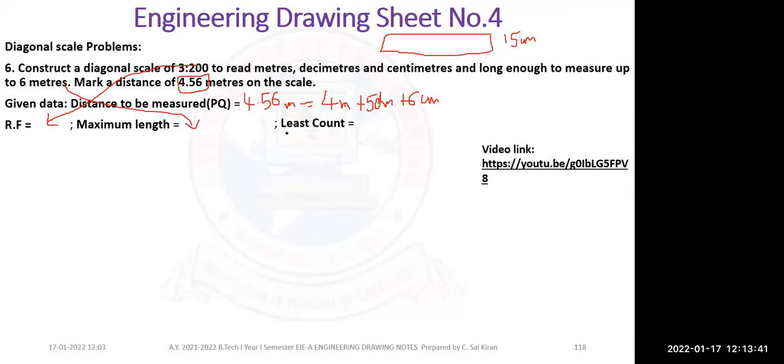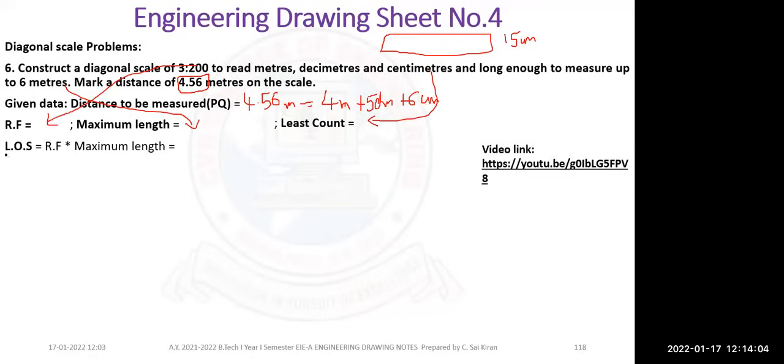What is the least count of this scale? What is the minimum you can measure on this scale? It is centimeters. So meters, decimeters, and centimeters you can measure. The least you can measure is 1 centimeter. That is the least count of this scale.